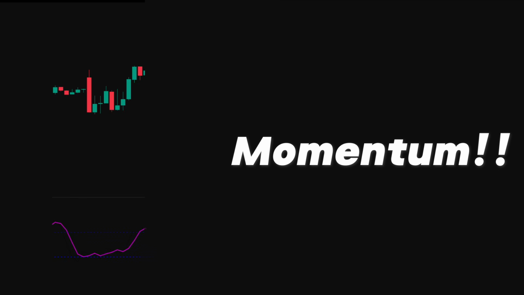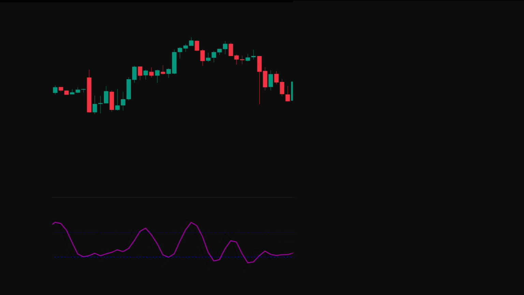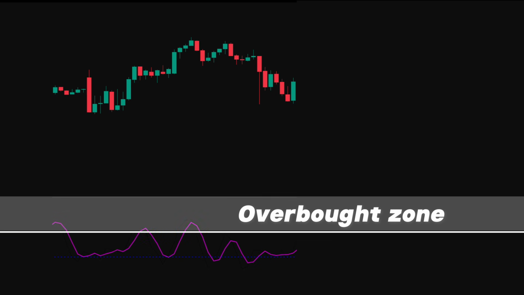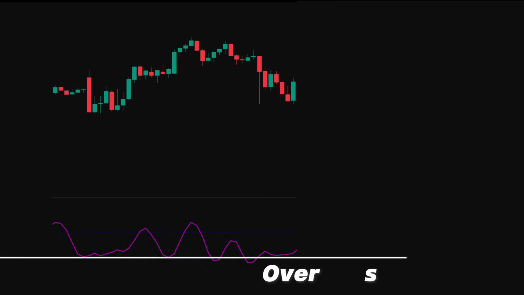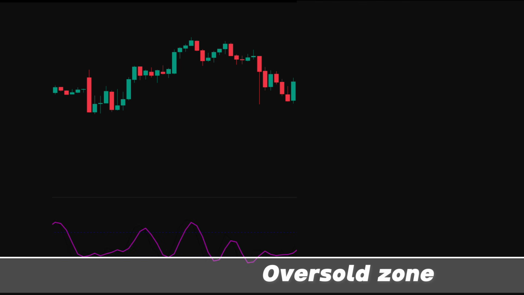The oscillator has long been one of the most popular indicators among traders, thanks to its ability to signal potential reversals and reveal the market's momentum. But here's a question for you. How do you usually trade with momentum indicators? Most of us tend to focus on overbought and oversold zones, patiently waiting for the right entry with the hope of catching a reversal.